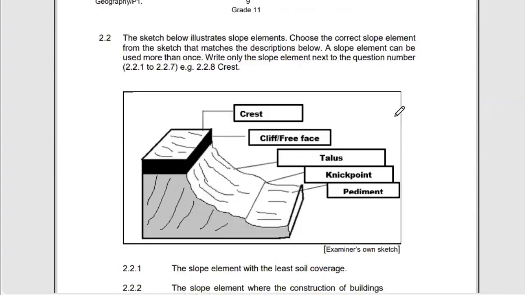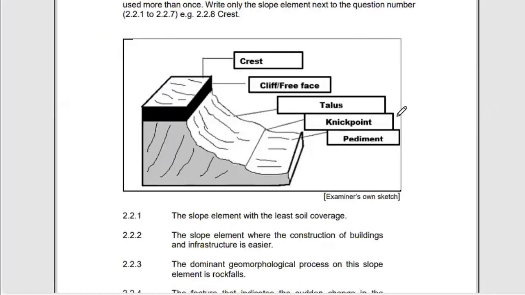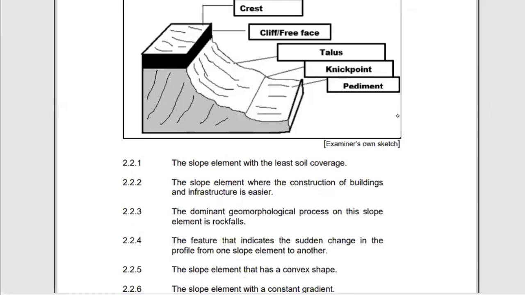Question 2.2 is basically referring to slope elements, the elements of a slope, starting from the uppermost part of the slope where we find the crest, going to the cliff or the free face, and going to the talus and the nick point, which is a sudden change in gradient on a slope, and we go back down to the pavement. Right, without wasting time, let's look at the questions. The slope element with the least soil coverage is the cliff or the free face. Why are we saying so? If you check here, it's almost vertical. There cannot be soil accumulating on that vertical slope.